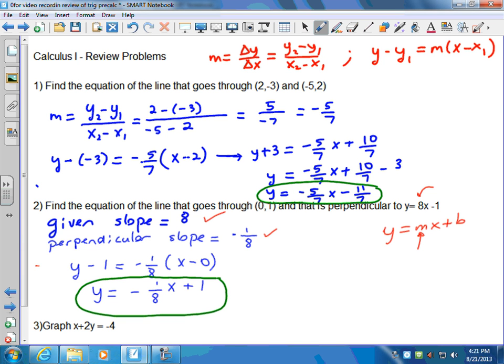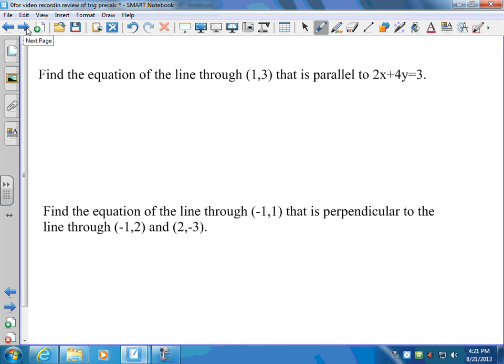And now we need the equation of the line. Again, use the given point as your x sub 1, y sub 1, and go back to that point slope form of the equation of a line to complete the question. So y minus 1 equals negative 1/8 times x minus 0. We distribute to negative 1/8 and add 1 to get the answer. Okay, here is another question. Can you find the equation of the line through the given point and that is parallel to the given line?